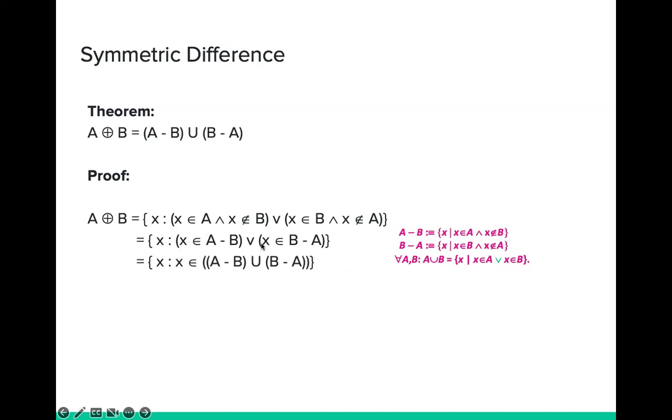Now, by the definition of union, the union of A and B is equal to x such that x is in A or x is in B. So this is essentially equivalent to the union of the sets. We can then rewrite it as x such that x is in A minus B union B minus A. Now, we can rewrite this into this form, A minus B union B minus A.